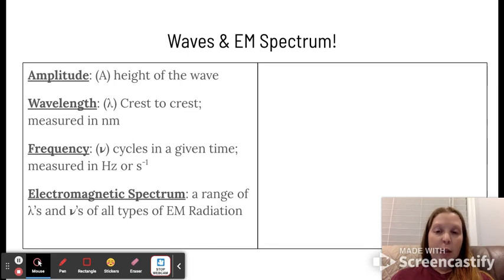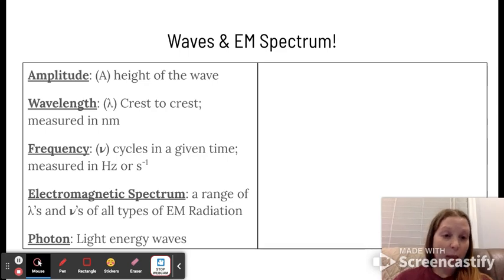And then when we look at the electromagnetic spectrum, we're looking at a range of wavelengths and frequencies of all types of radiation that is electromagnetic. And when we're measuring this, we're looking at light in particular, light radiation. So we refer to this as photons, which are known as light energy.